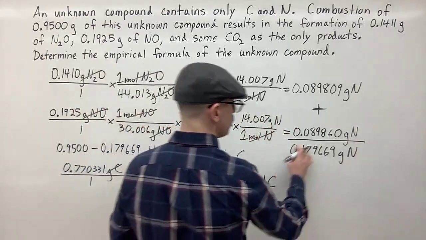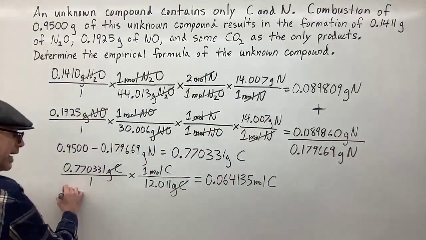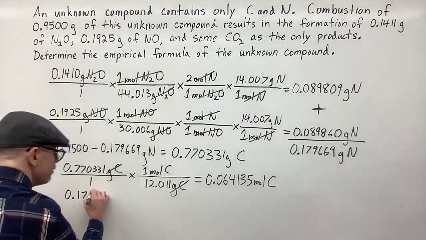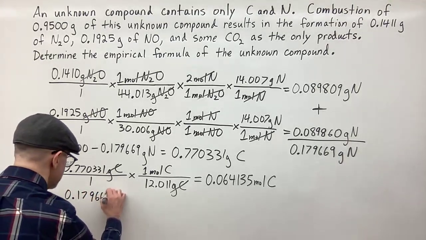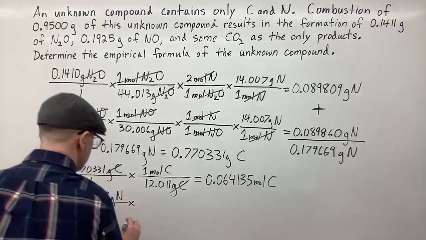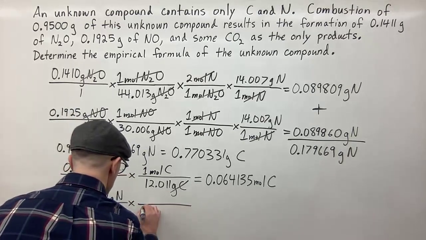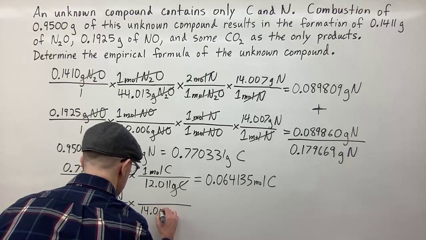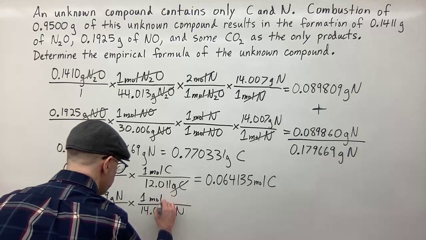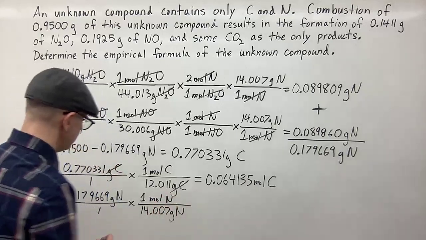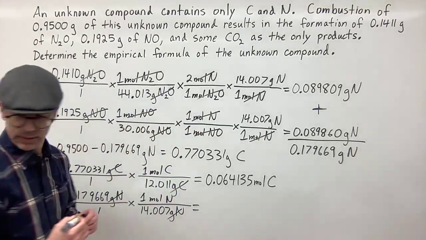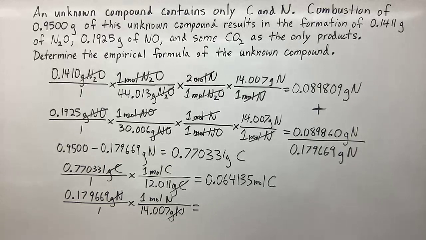And then I can do the same thing with the nitrogen here. So I'm going to have 0.179669 grams of nitrogen over 1. And then I'm going to use the molar mass of nitrogen, 14.007 grams of nitrogen on the bottom, 1 mole of nitrogen on top. So grams of nitrogen cancel out. Now I have moles.